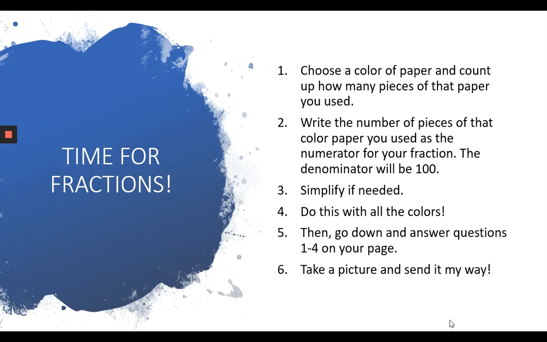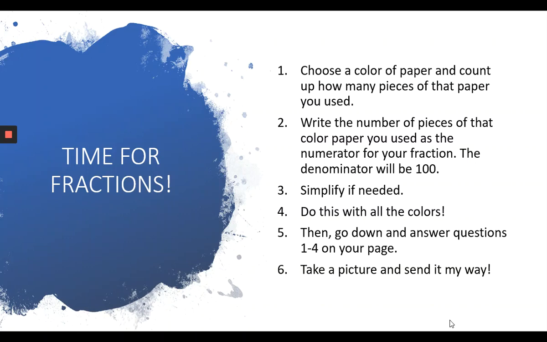Now, when your mosaic is finished, you're going to count up the different colors that you have. We're going to analyze the mosaic. So you'll pick one color. Let's say, again, that you used blue. You'll choose that color, blue, and you'll go look at your finished mosaic and count up how many pieces of blue you used. Then you'll write the number of pieces of blue paper that you used as the numerator for your fraction. The denominator will be 100 because the total number of pieces of paper in your picture is 100.